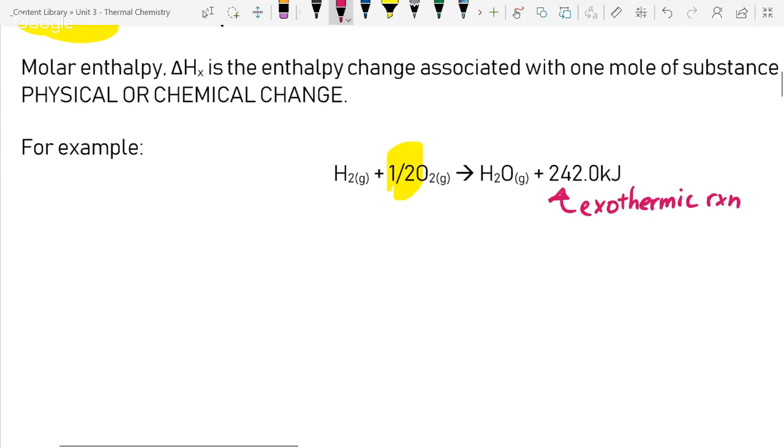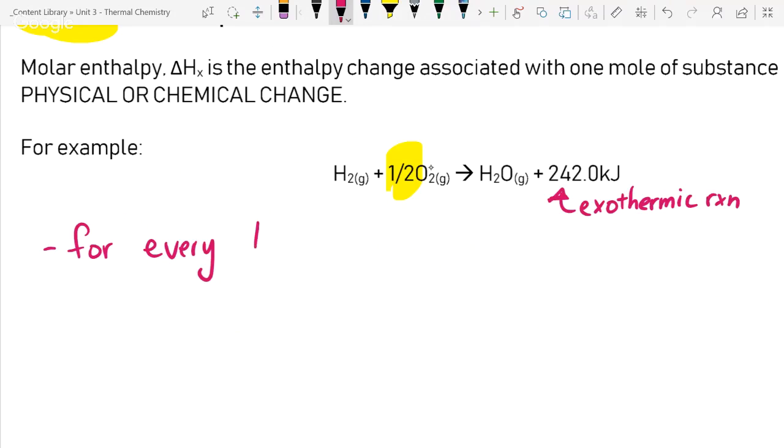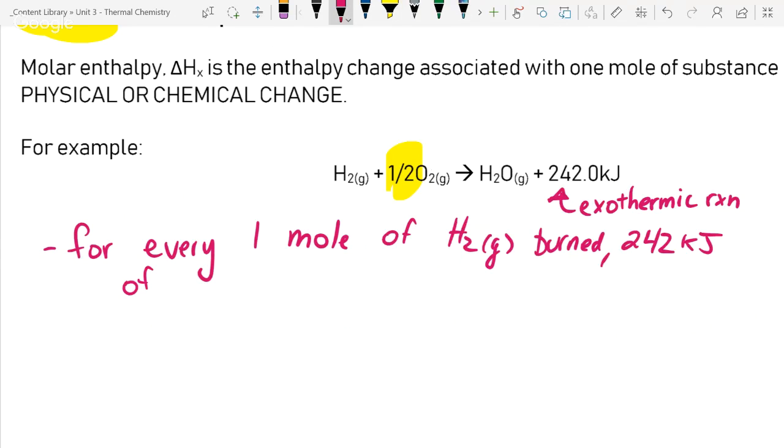All right, and what we can say is this. For every 1 mole of hydrogen gas burned, 242 kilojoules of heat is released. Now, the way we would express this is we would say the enthalpy of this stuff has changed.